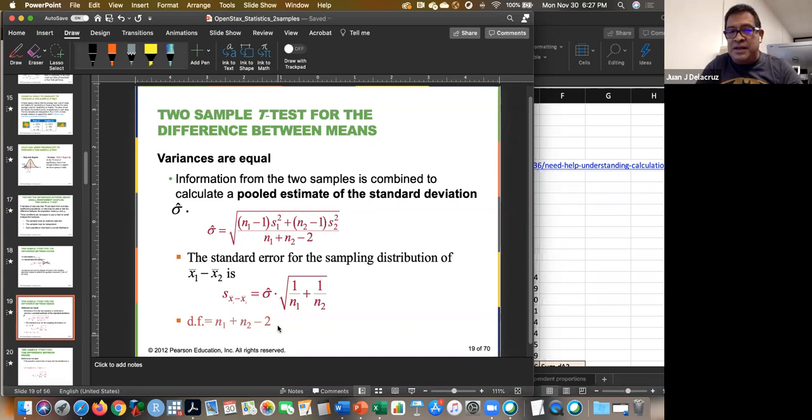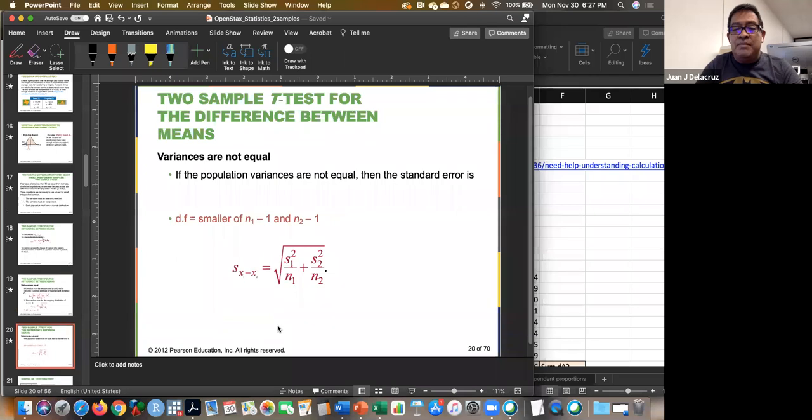Just keep in mind, this is one aspect of the t-test for the difference between means when we have equal variances. But sometimes the variances are unequal, and we know that. If the population variances are not equal, then the standard error is going to be given by this. The standard error for the two-sample t-test for the difference of the means when the variances are not equal is given by the variance of sample 1 divided by the sample size of sample 1, plus the variance of sample 2 divided by the sample size of sample 2, and then we take the square root.